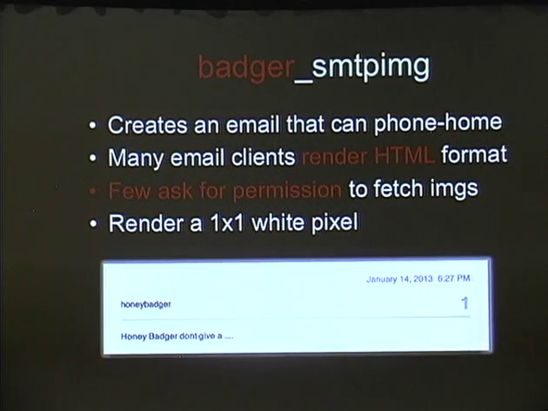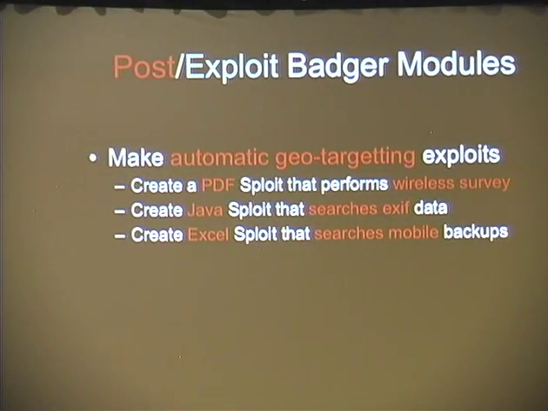The third and last pre-exploit module that is scarily easy is the SMTP image. So most email clients actually render HTML just fine, and that's okay because we have a lot of HTML formatted text. But few actually ask for permission to go ahead and fetch images off a different domain. And so all we do is render a 1x1 translucent or white pixel image on a server of our choosing, so we can send in an email and get receipt that someone's seen it and what IP address they're seeing it from. So that wraps up the three pre-exploitation modules.